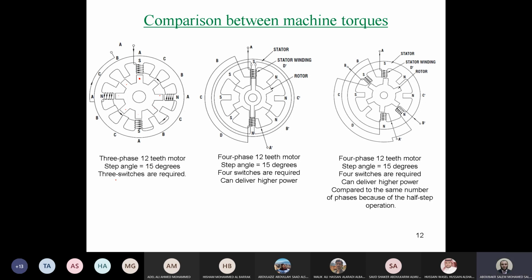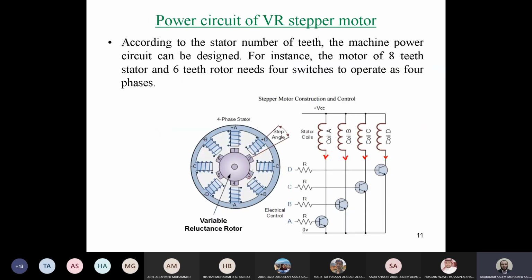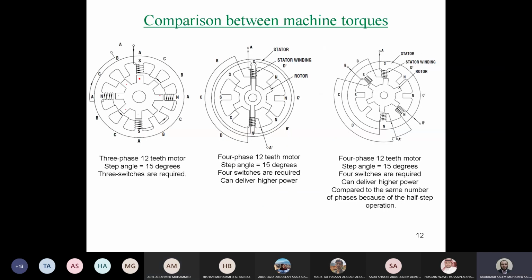So in this case, how many switches do we need if we are going to make it 3-phase? Regarding the previous circuit, if we have 3 phases, how many switches are we going to use? I think 3. Yes, 3. So we now need to use 3 switches. This is right.